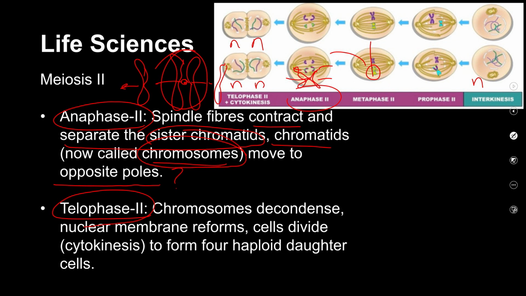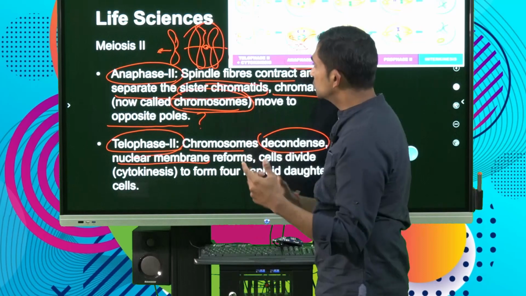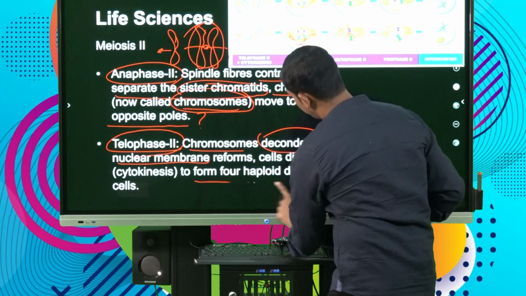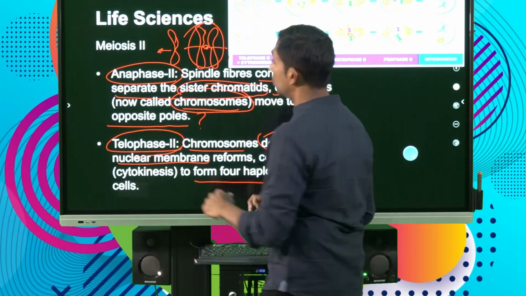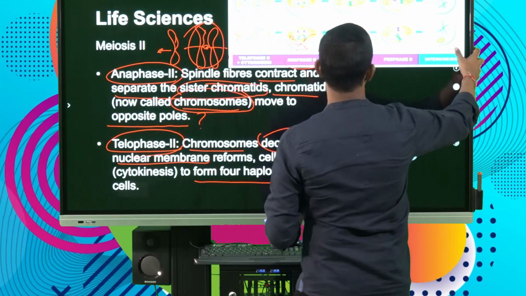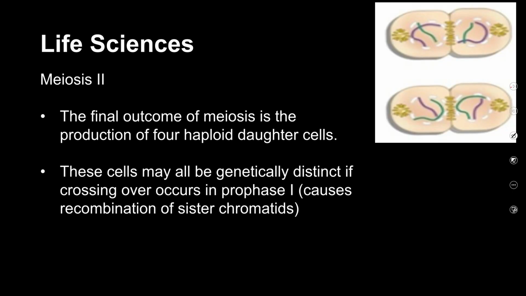And finally, towards the end of meiosis 2, we find telophase 2. And telophase 2 again refers to the chromosomes condensing, becoming more compact, the nuclear membrane reappearing around them, and the cytoplasm dividing by cytokinesis to form 4 individual cells, each having half the full set of chromosomes. So that is an overview of how meiosis takes place. The final outcome of meiosis is the production of 4 haploid daughter cells.